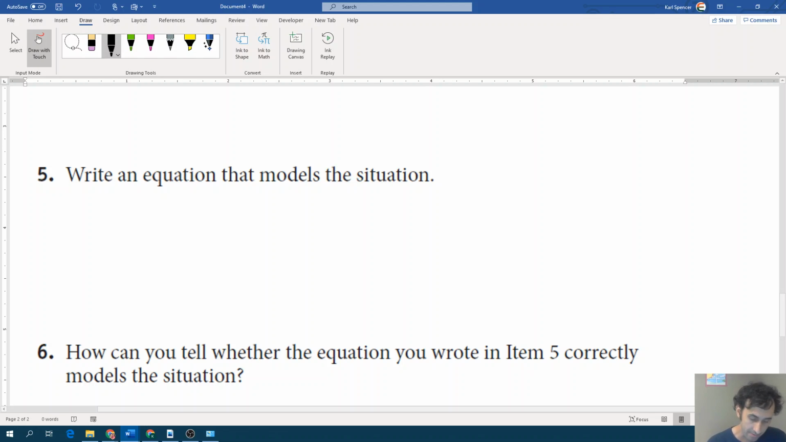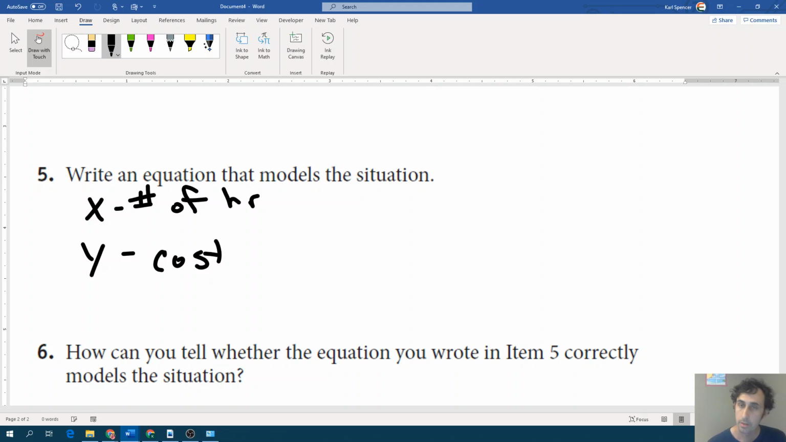So we're going to have an x and a y. Again, x is the number of hours, and y is going to be the cost, how much this inner tube is going to end up costing us. So if we want to write the equation to model this, we can say the cost is equal to something.